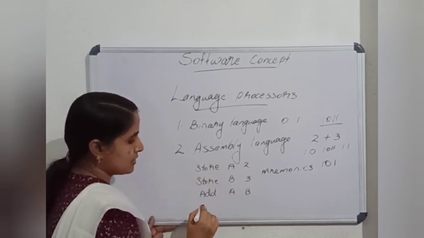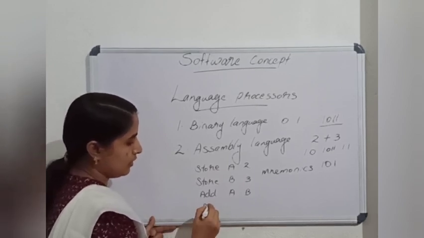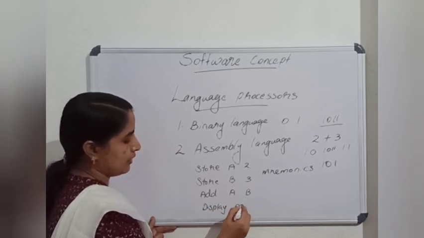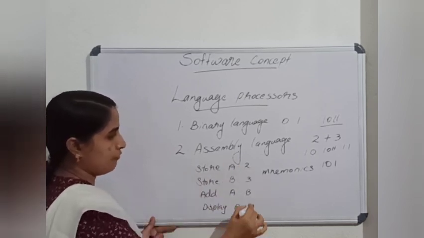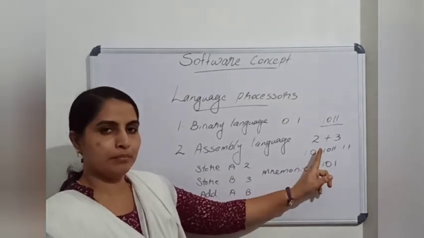Then to print the result, use display E. So this is the code fragment for adding these two numbers.